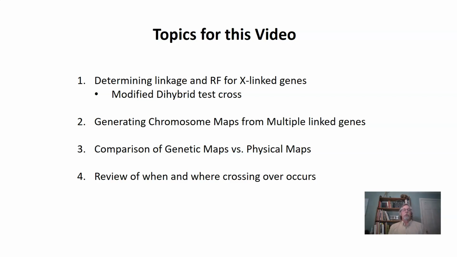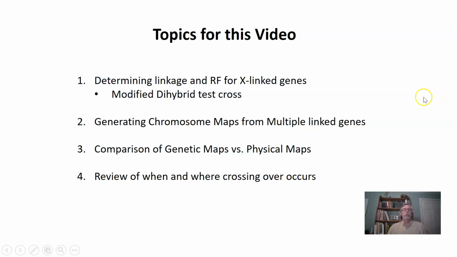Then the third topic is, well, knowing that we can create genetic maps and that chromosomes have been sequenced, the DNA sequence has been determined, how do those 2 maps line up? Is there a good correlation between them or not? So we will review that information as well. And the final part of this video is a review of the main topics of this module.